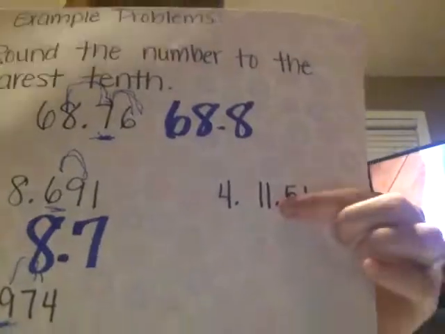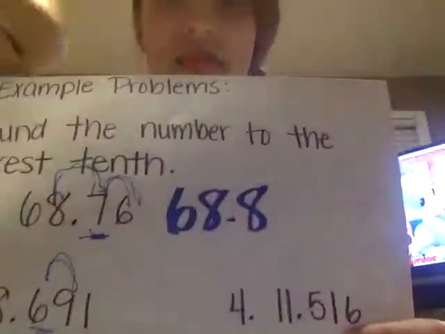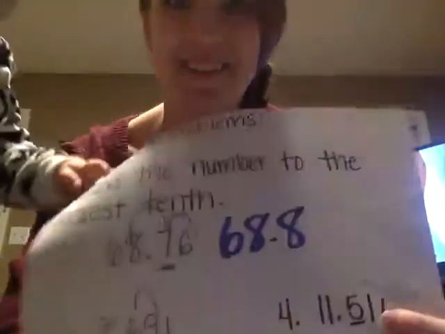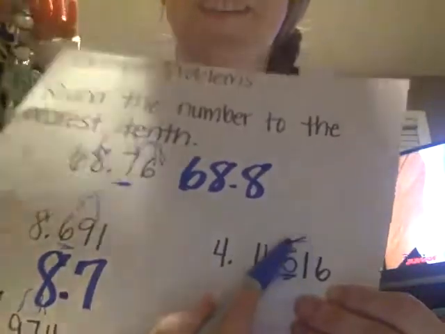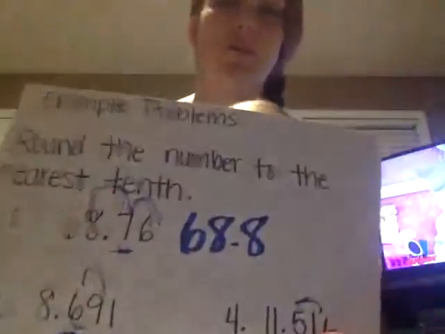All right, my last one for the tenths is 11 and 516 thousandths. So like before, we're going to look at our tenth place. It's 5. We're going to go next door, and it is a 1. So that's actually going to rest at itself. So my answer to this one would be 11 and 5/10.